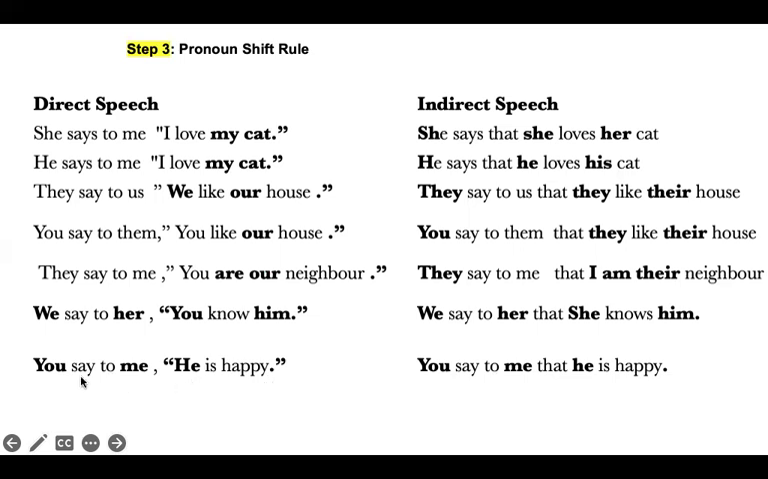You say to me, "He is happy." Again, third person will remain such. You say to me that he is happy. Now, why aren't we changing the verb over here? Because all the reporting verbs here are in the present tense. So we are focusing on the pronoun here. That's why. So we only add that, remove the commas, and good to go. So this was step 3, the pronoun shift rule.